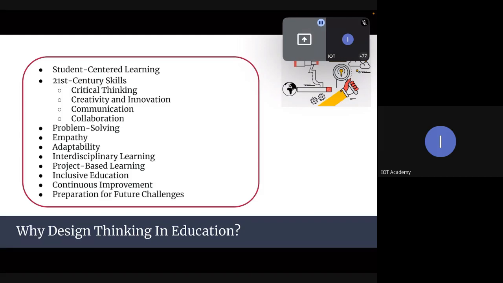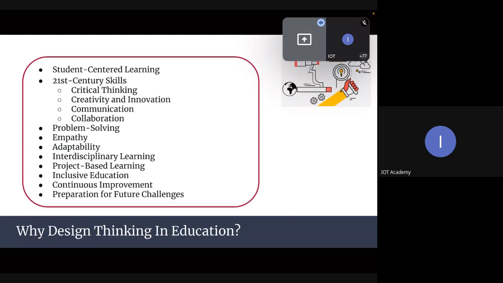Design thinking helps in developing the problem solving skill of students. It makes them empathetic. It develops that social quotient of being empathetic to people. That emotion of empathy is developed by this. They become more adaptable. It is also about interdisciplinary learning.